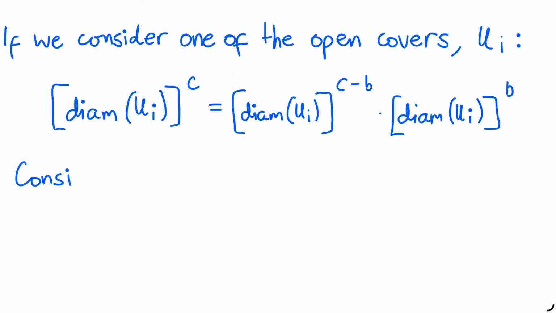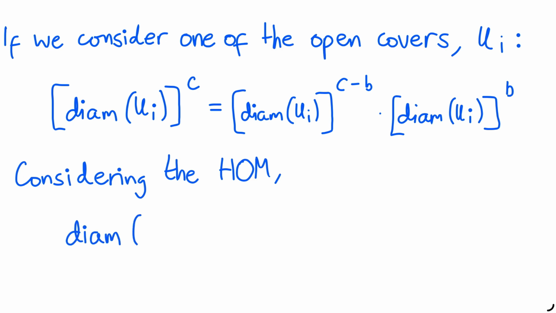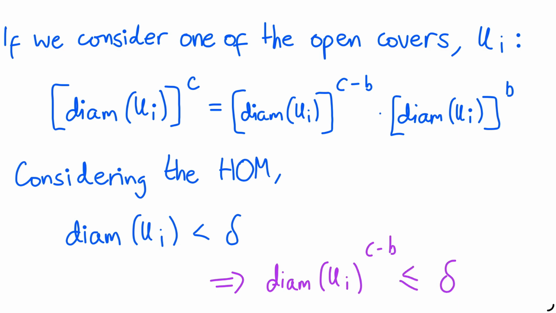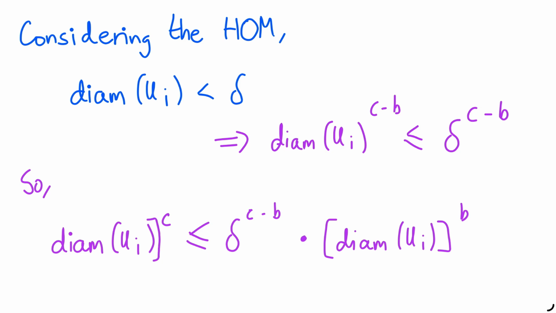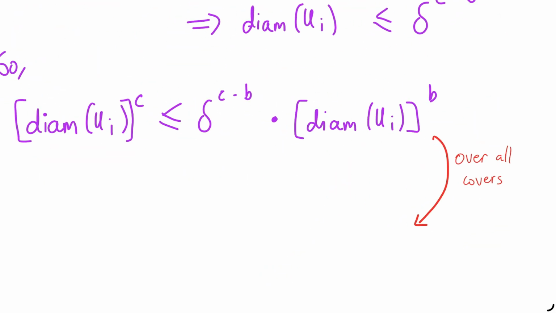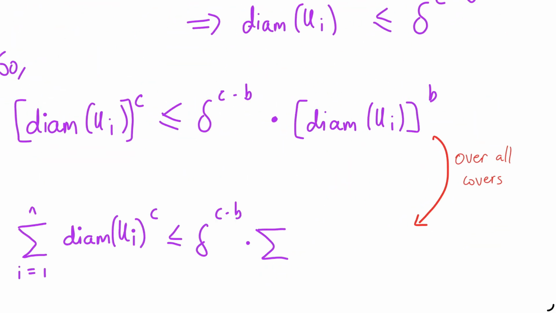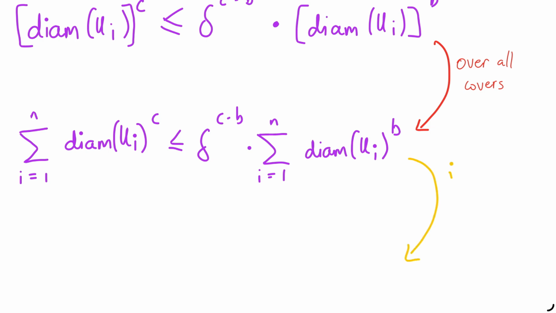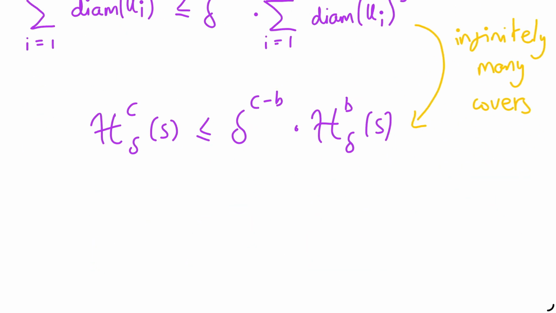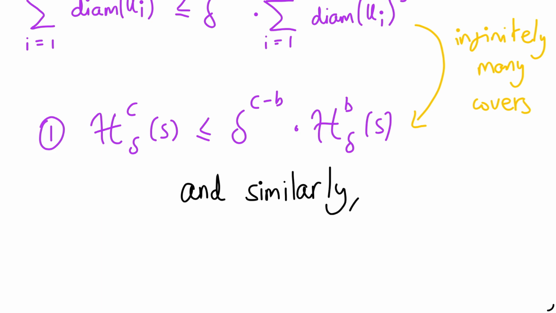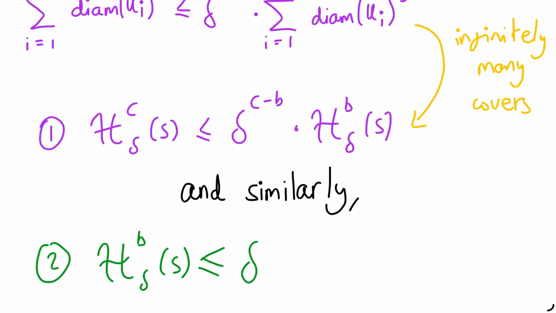Considering the condition of the Hausdorff outer measure, we know that the diameter of ui is less than delta, so the diameter of ui to the c minus b must be less than or equal to delta to the c minus b. Then we can sum over all our possible covers, which we can do because we're just adding up positive numbers. In fact, we can do this over infinitely many covers to get this inequality here in terms of the Hausdorff outer measures. And we can do the exact same process with a and b to get this similar inequality in terms of a and b.